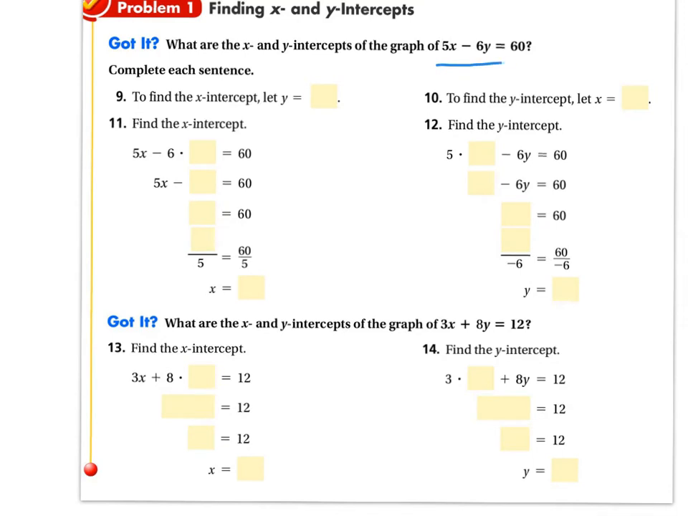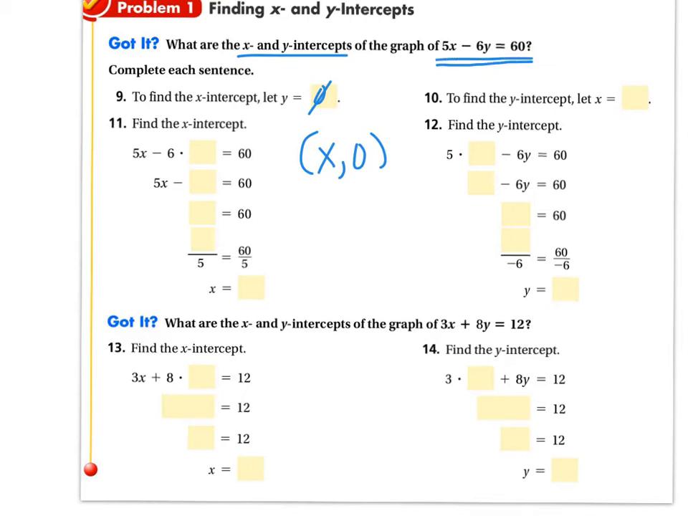If we're looking at the standard form, 5x minus 6y equals 60, and we want to graph that, we need to find the x and y intercepts. So let's find the x-intercept first. And remember, that's some value x where y equals 0. So we're going to let y equal 0.